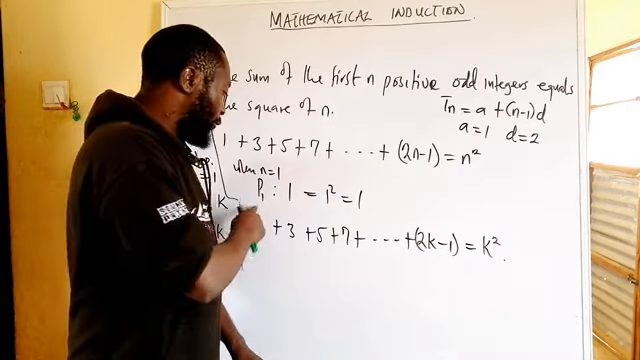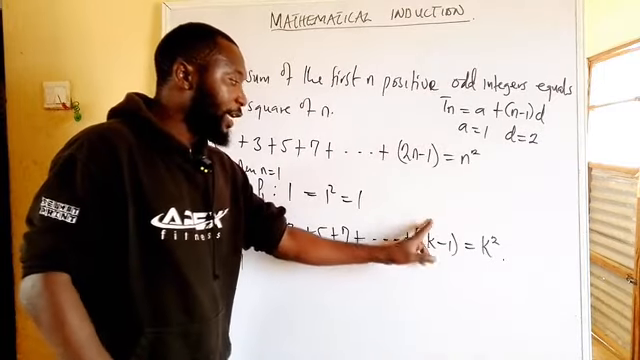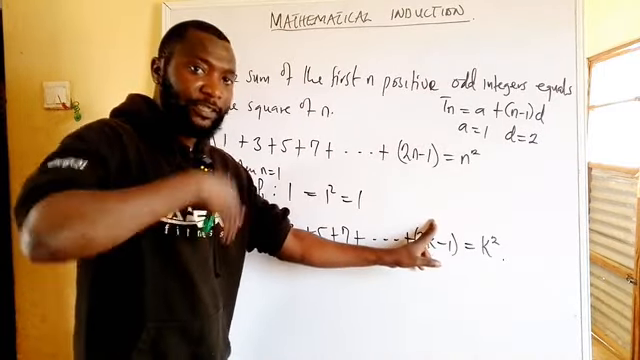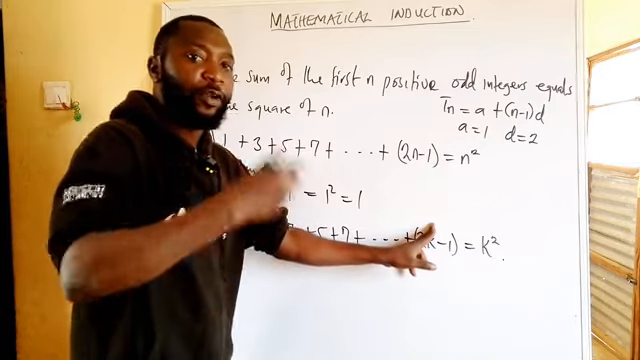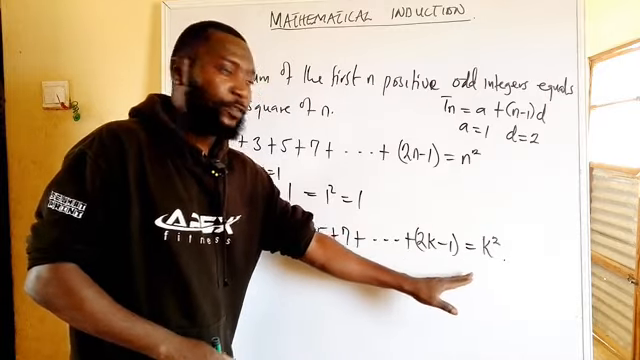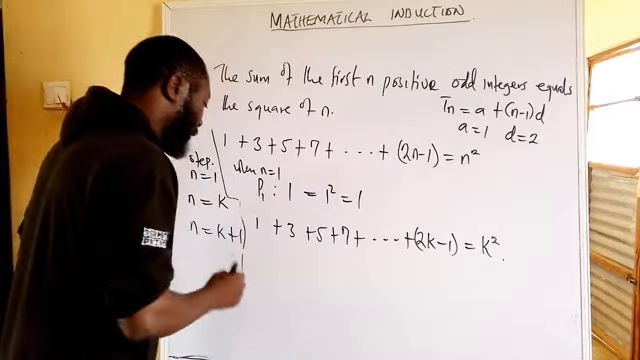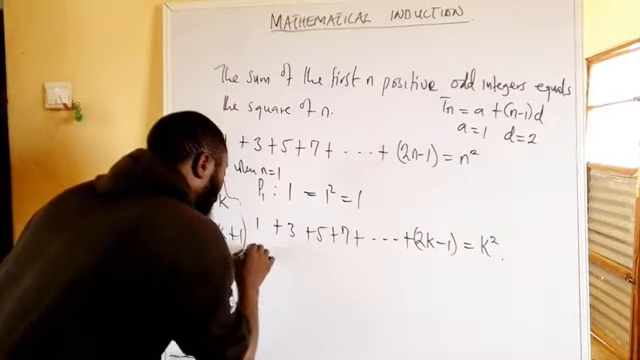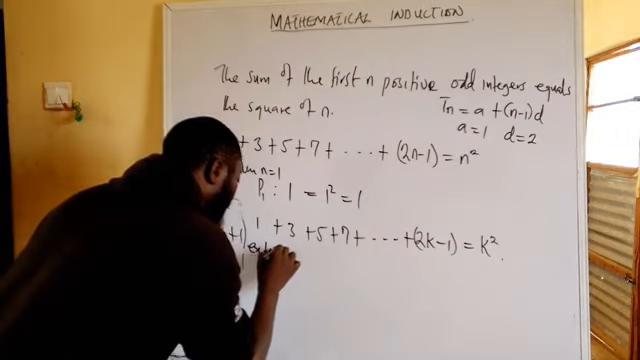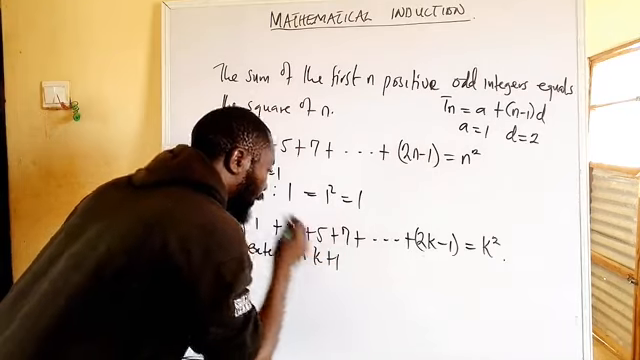You know, we have 1, 2, 3. Each term is increasing by 1. So when you have k, if this is the k term, then the next term after k will now be k plus 1. So now it means we have to extend this. We extend this one to k plus 1. So now let's extend it to k plus 1. Let's do that.